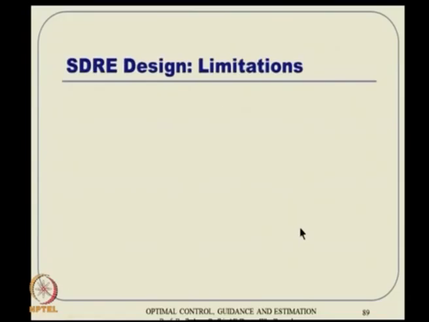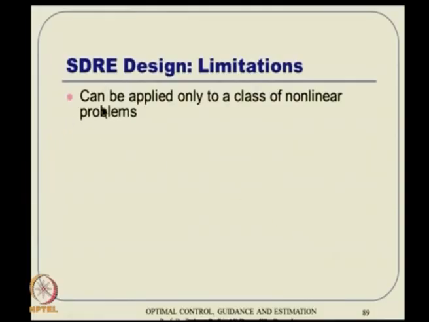Now, there are certain limitations of this design that we also saw. The first thing is, it can only be applied to a class of nonlinear problems. That means the system dynamics has to be control affine especially, and a quadratic cost function has to be taken. So that confines it to a class of problems. But remember, it is not a major restriction, in the sense that many practical problems do naturally fall into that framework.